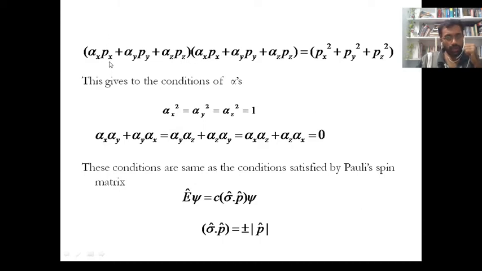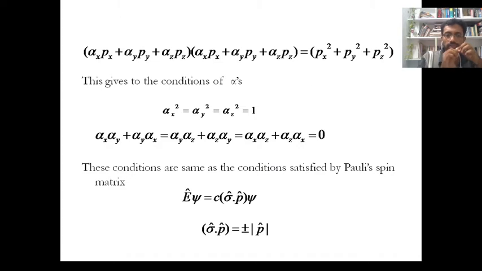So if we take the cross term px py, we know that it is alpha x alpha y px py, similarly plus alpha y alpha x px py. So since the coefficient of px py is 0 there, we can write alpha x alpha y plus alpha y alpha x equal to 0. Similarly alpha y alpha z plus alpha z alpha y equal to 0, and alpha x alpha z plus alpha z alpha x equal to 0. That means these conditions must be satisfied, isn't it?